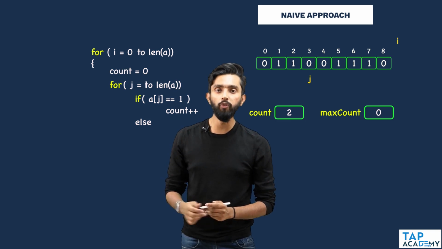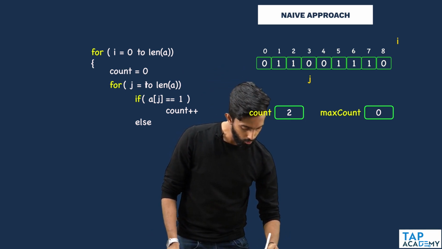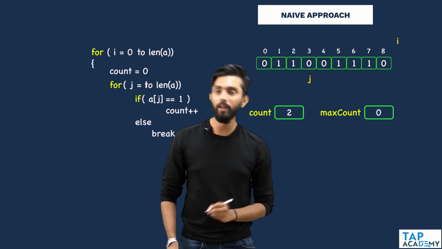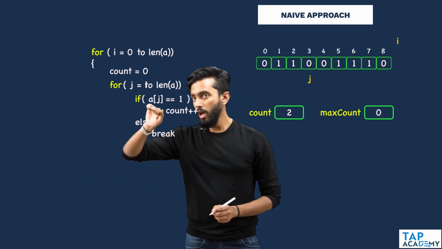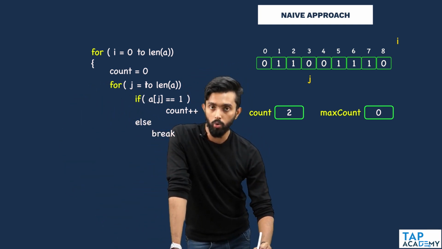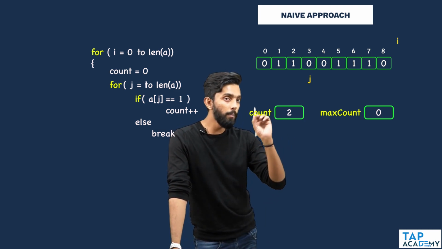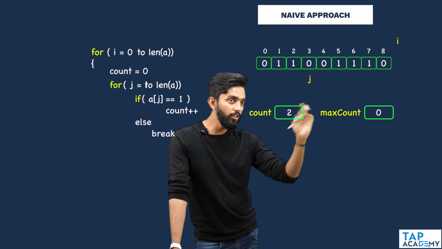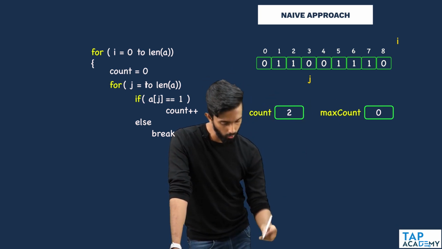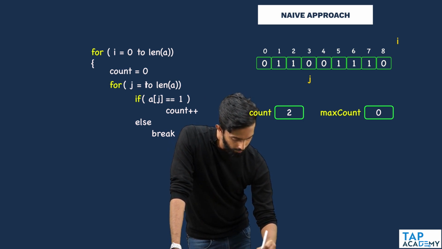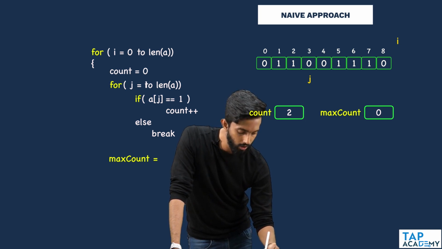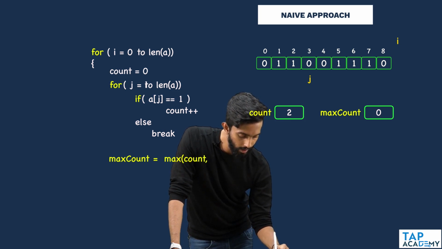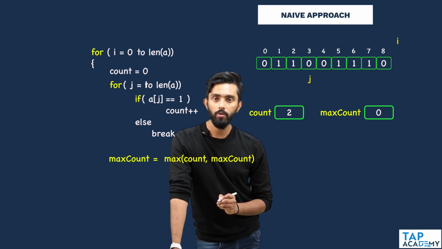How will you forcefully break out of a loop? For that you have a statement in Java and in Python, in every language, called break. It will forcefully break the loop. I hope you will understand. Once I forcefully break the loop and come outside, my duty is to now compare count and max count and see whichever value is greater, that should be max count. So what should I do? Very simple. I will update max count with the maximum between whatever is there in count and whatever is there in max count. I hope you're able to understand.